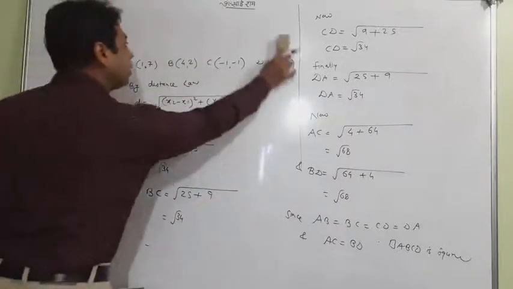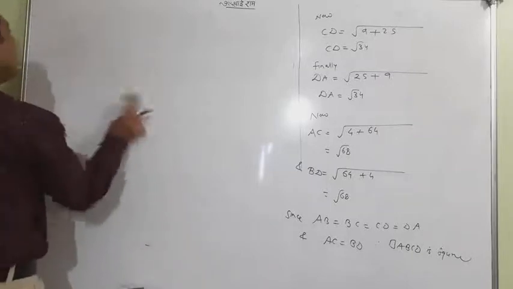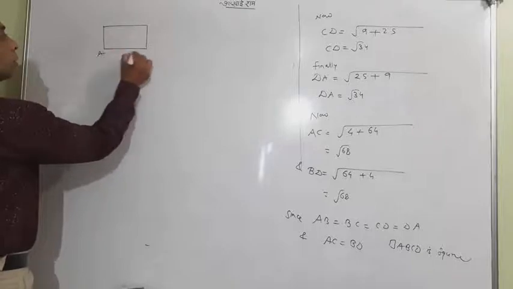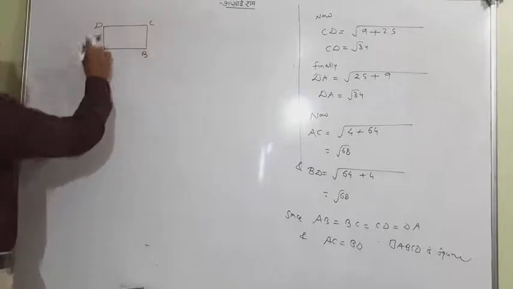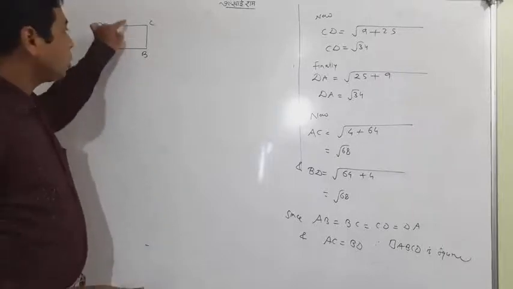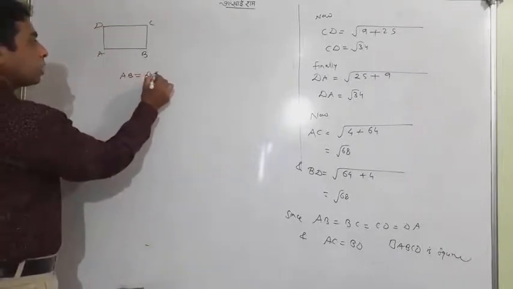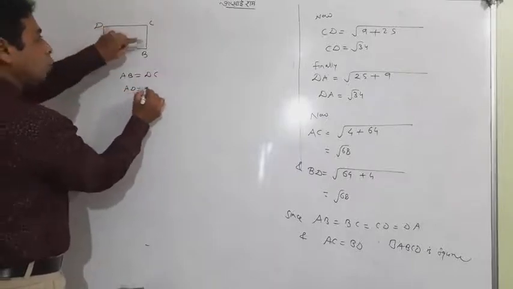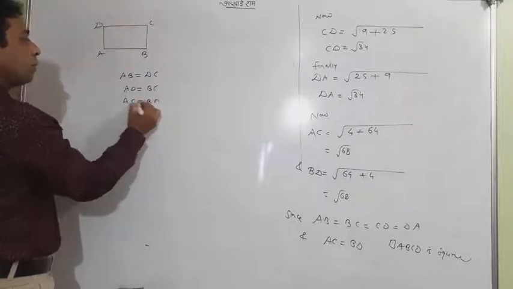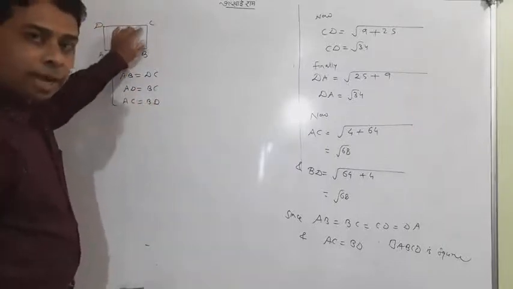With a similar thing, you can prove a triangle, you can prove a rectangle. How can you prove a rectangle? If four vertices are given, opposite sides must be the same, meaning AB should equal DC and AD should equal BC, and diagonals also must be the same. If these three conditions hold, ABCD will be a rectangle.